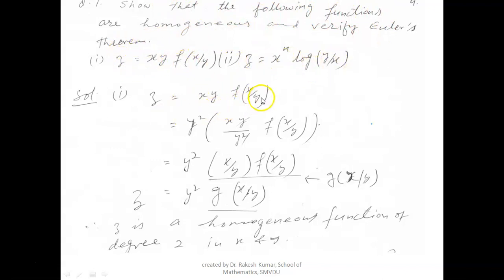z is equal to this. Taking y square common, we are getting this, and then this can be written as f of x upon y. So this is z is equal to y square f of x upon y, so therefore it is a homogeneous function of degree 2 in x and y. This is by definition.